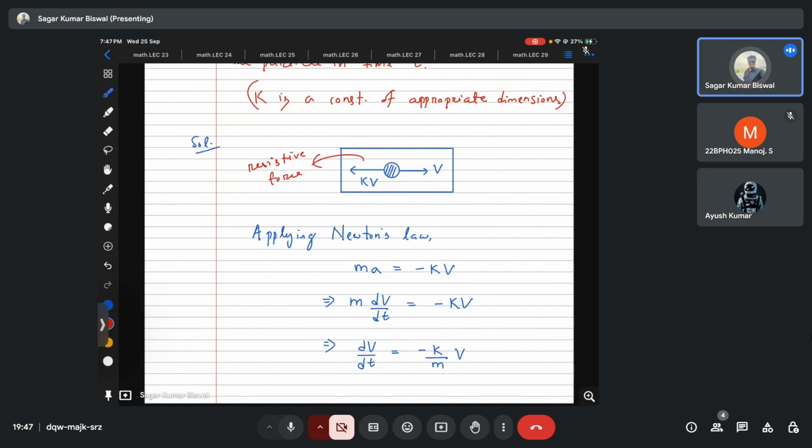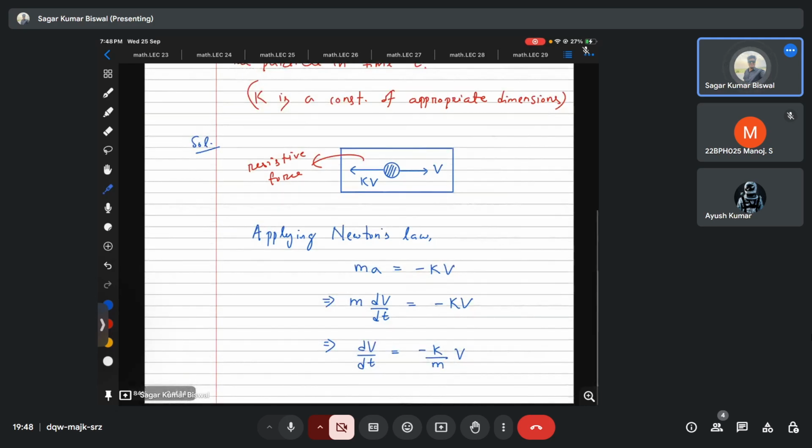Okay, then let's apply Newton's second law here. So here, what is the force? The only force acting on the particle is minus kV. Why minus? Because it is in the opposite direction of the motion, right? The motion of the particle is in this direction, and the force is acting in the opposite direction, as this is a frictional force. So that will try to make the particle stop. That's why it is acting in the opposite direction, right?